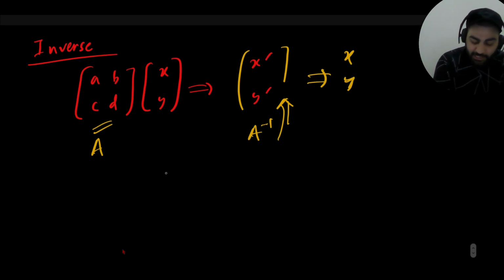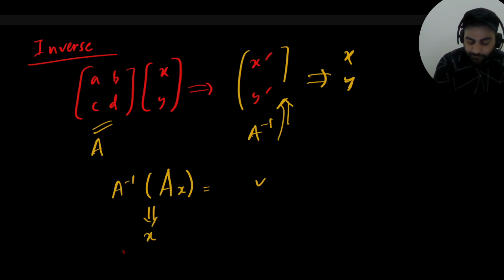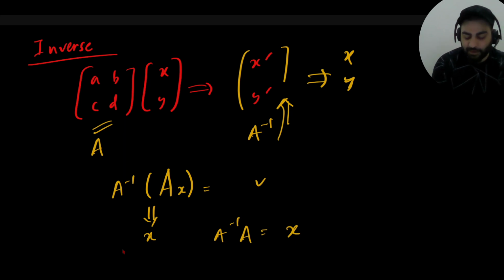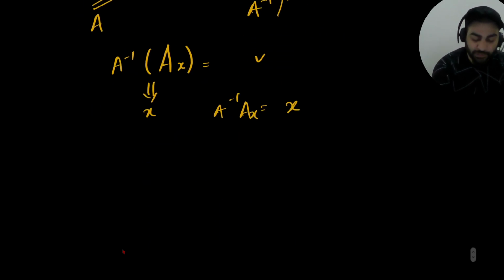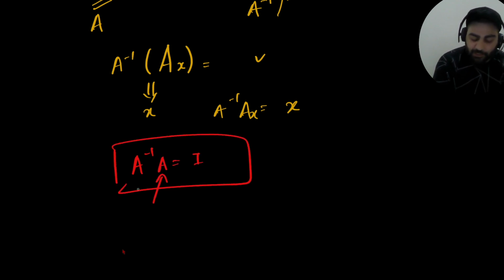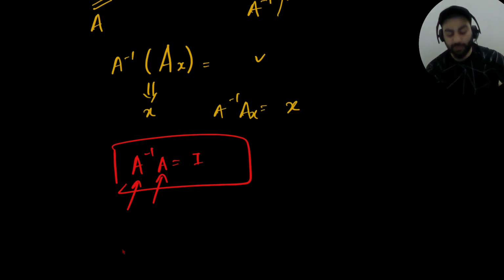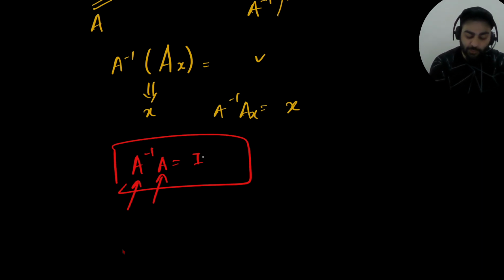So inverse means if I have a transformation A, and I applied it onto x, and it gave some vector v, and I now apply A inverse onto this, it should give me back x. So from this I concluded yesterday that A inverse A is identity. If you have a transformation A and you undo this transformation with A inverse, you will get the identity matrix.